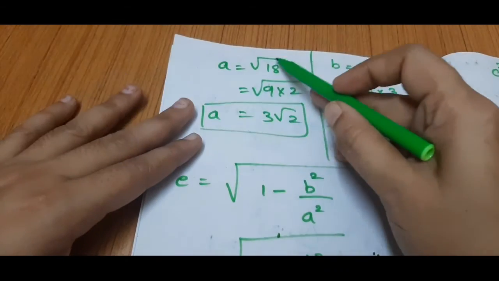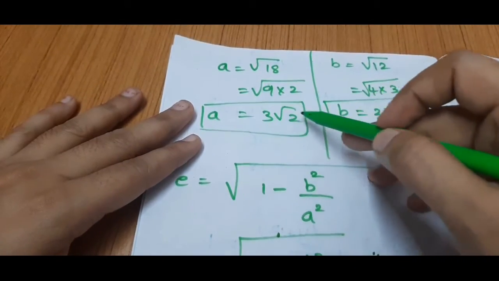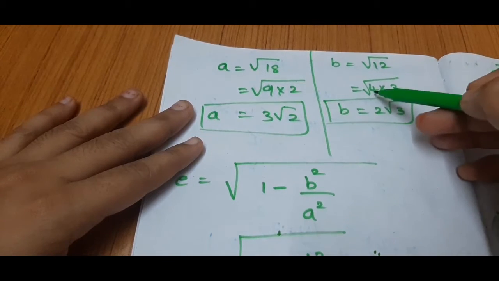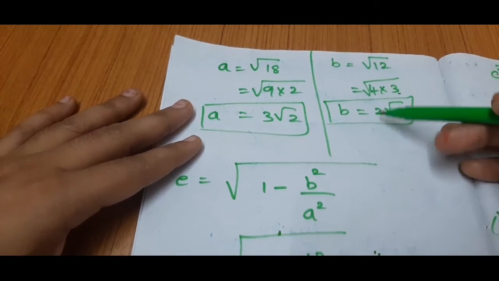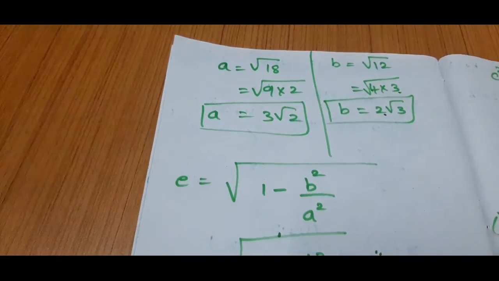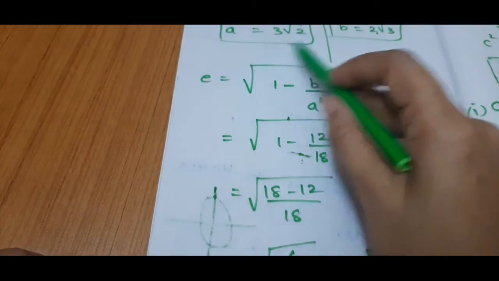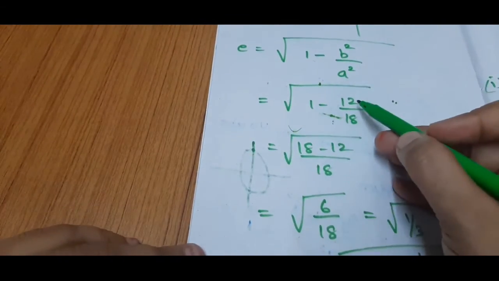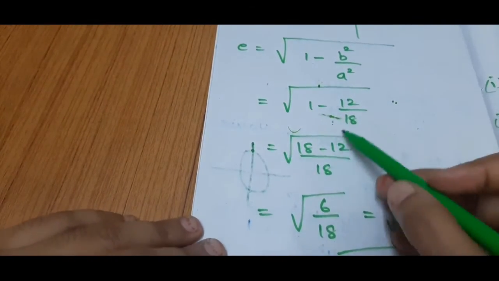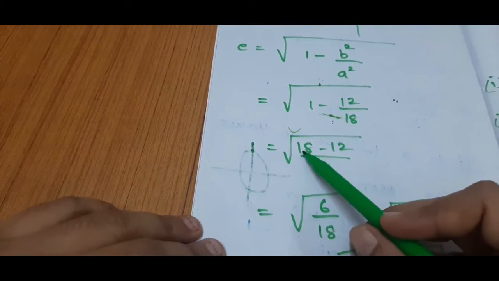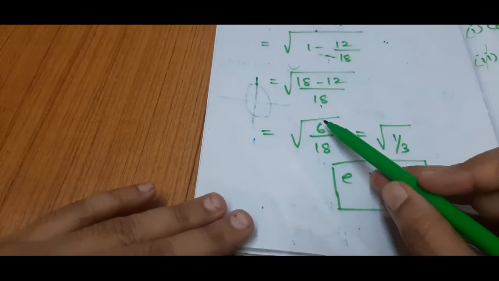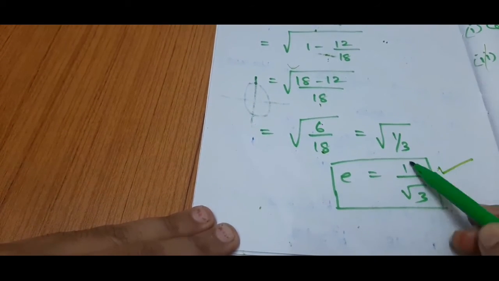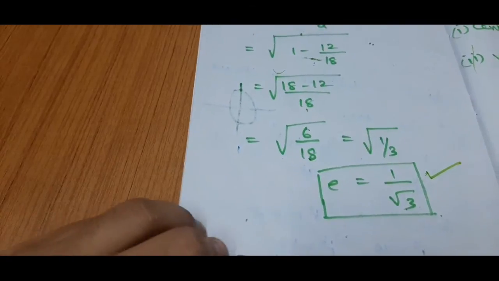So a is equal to root 18, that is 3 root 2. b is equal to root 12, that is 4 3s are 12. Square root of 4 is 2. So 2 root 3. e answer is square root of 1 minus b square by a square. That is square root of 1 minus 12 by 18. So if you take LCM as 18, this will become 18 minus 12. That is 6 by 18. Square root of 1 by 3. This I can write as 1 by root 3. So e answer is 1 by root 3.